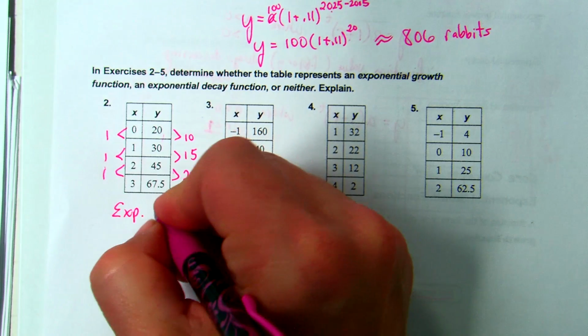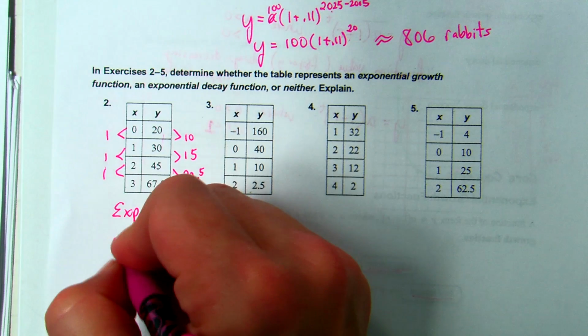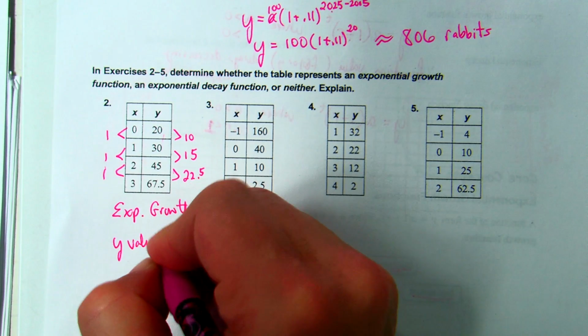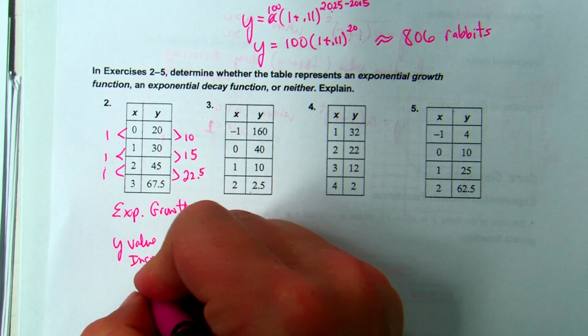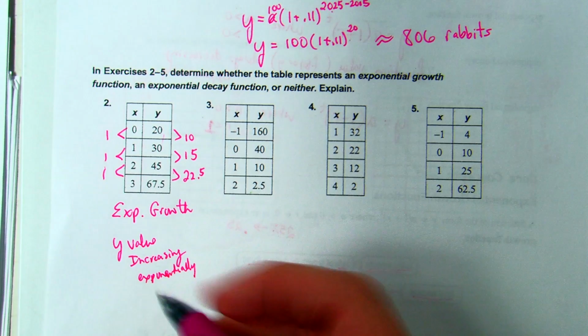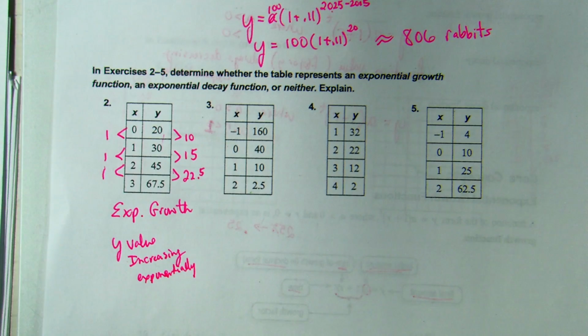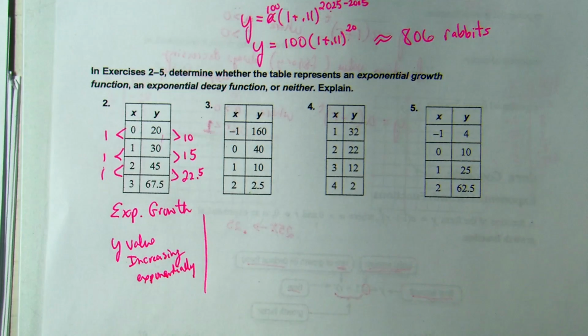Growth. So this is an exponential growth. I'm going to abbreviate here. Y value increasing exponentially. And you could say as x is increasing, but that's kind of understood at this point. Okay, that's the first one.